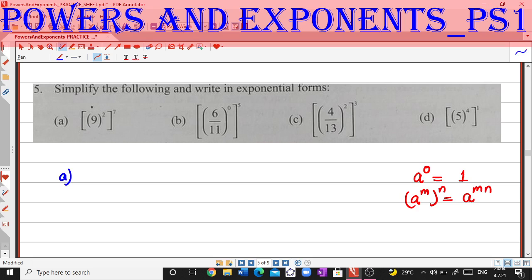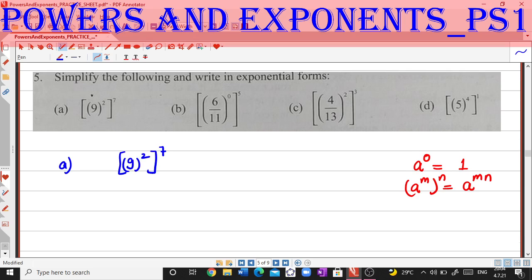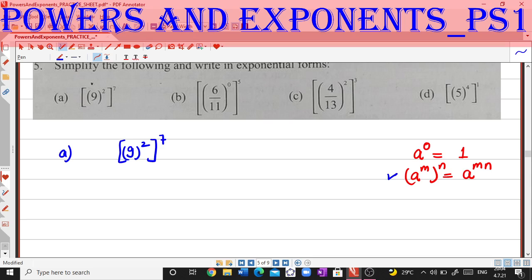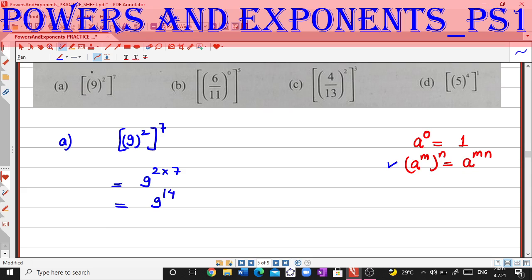So let us do it together. Here 9 raised to the power 2 bracket raised to the power 7. So here applying this second rule, it is equal to 9 to the power 2 multiplied by 7. So the answer is 9 to the power 14. Now the next one, the B one. It is 6 upon 11 raised to the power 0, now raised to the power 5.